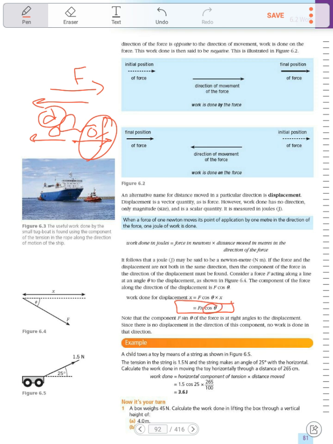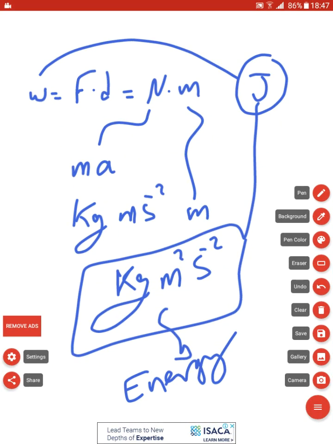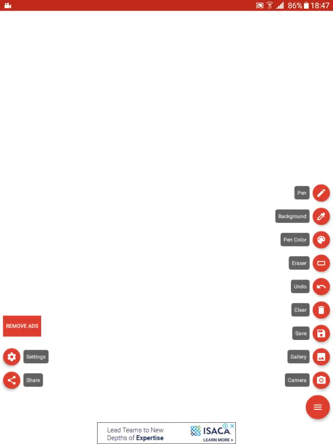Okay? Now, to make it easier, we use the relation force multiplied by distance multiplied by cosine of the angle between the force and distance. If the force is in the opposite direction of the distance, the angle is 180. So cosine 180 is negative 1.